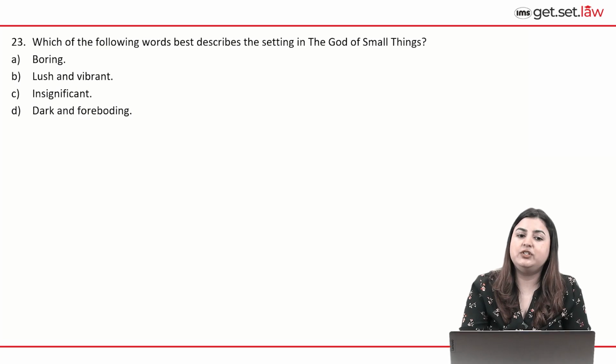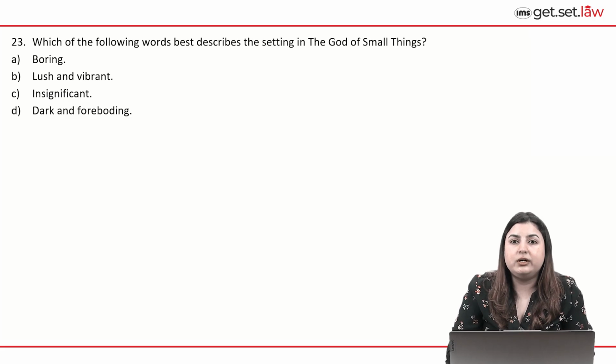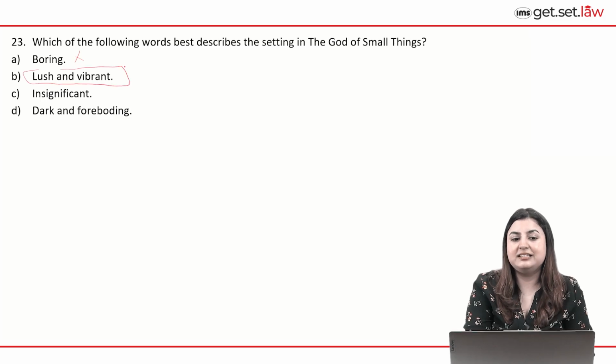Look at 23. Which of the following words best describes the setting in The God of Small Things? Now, in The God of Small Things, the author particularly emphasizes the lush and vibrant Kerala backwaters, right? So look at A, it says boring, so this is out. Look at B, it says lush and vibrant, which is just what I said, also mentioned in the passage, and this is the correct option.